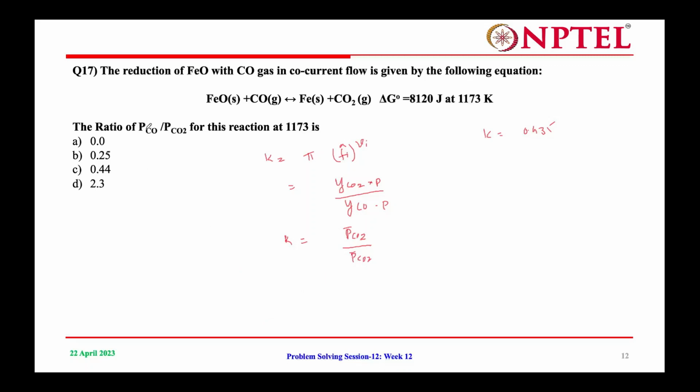In the question, the ratio asked is the partial pressure of CO divided by the partial pressure of CO2. So PCO over PCO2 equals 1 over 0.435, which equals 2.3. All of you getting this one?